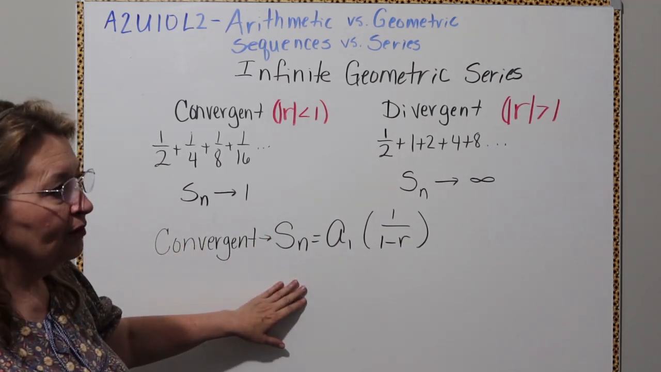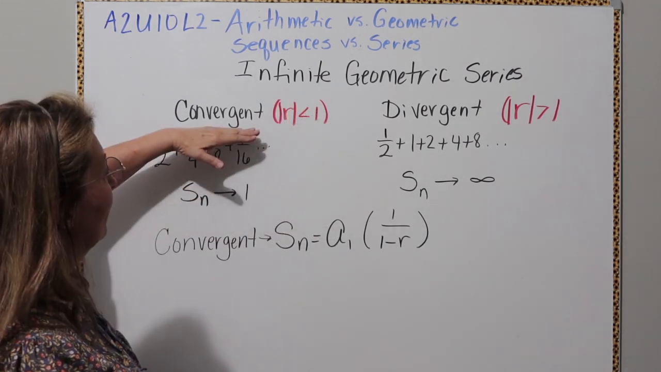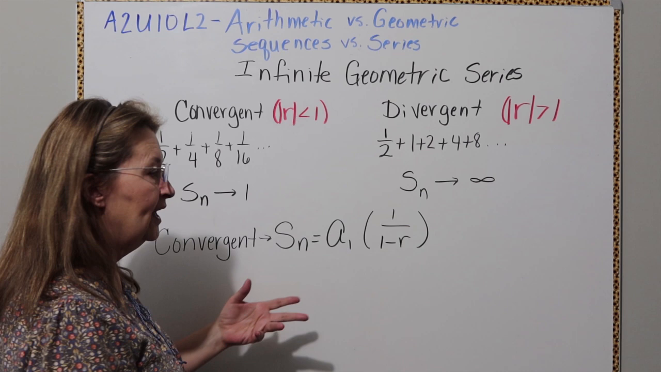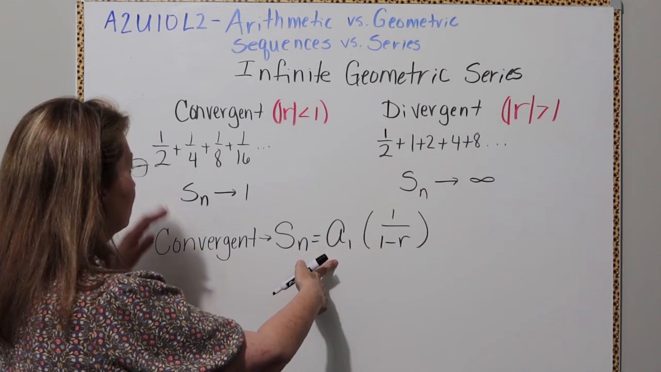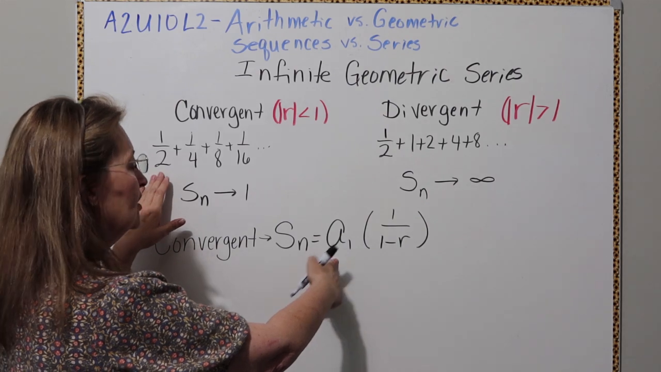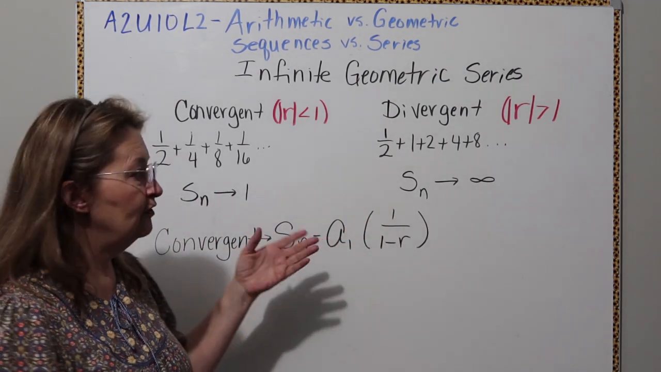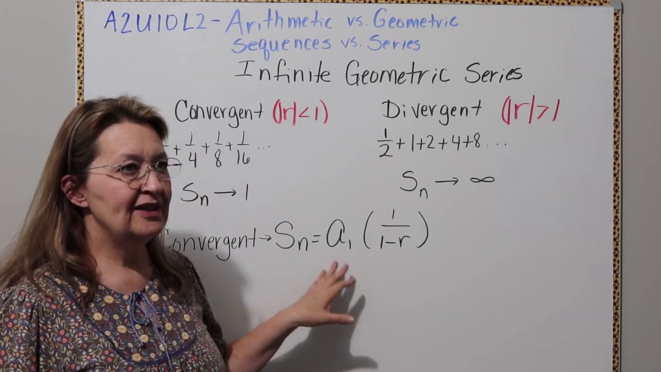Now we do have a formula. If you check it by finding your r and you have a convergent series, then you can use this formula. And it's just like the others. The terms are all the same. a1 is going to be the first term in your series, over 1 minus your r. And you find that by putting the second term over the first. So it's not that difficult.